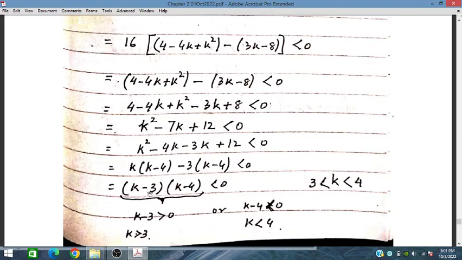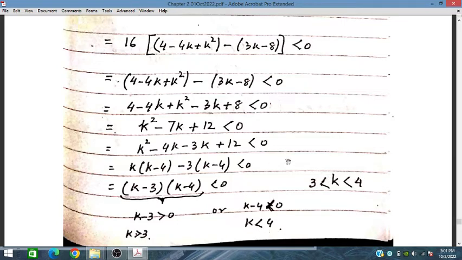So there are two possibilities: x is greater than 0 or x minus 4 is 0, because the condition is this. So we have this equation, k square minus 7x. The parabolic shape would be like this, because this is positive. So the shape would be like this, parabolic, with a minimum value. So for this we have this condition. So between 3 and 4 the value would be like this.